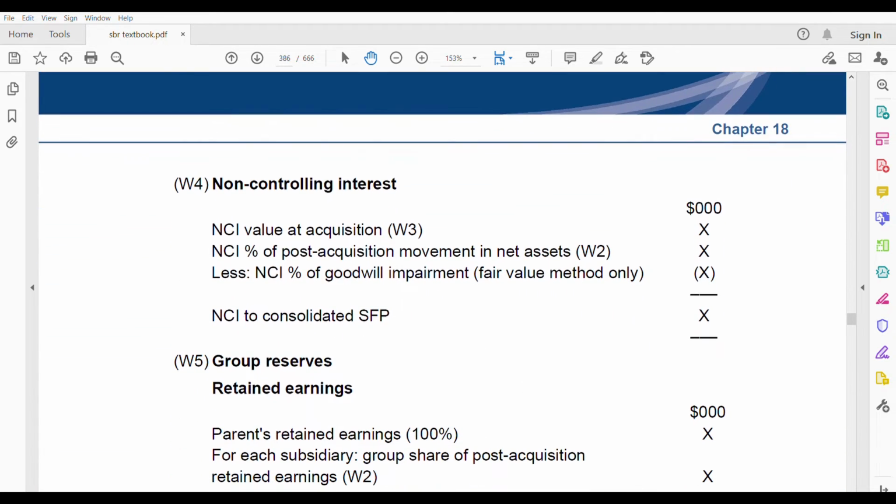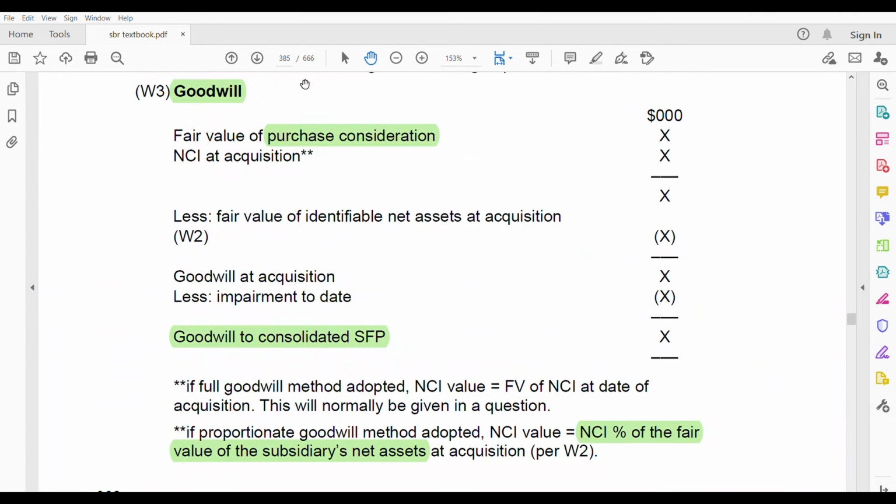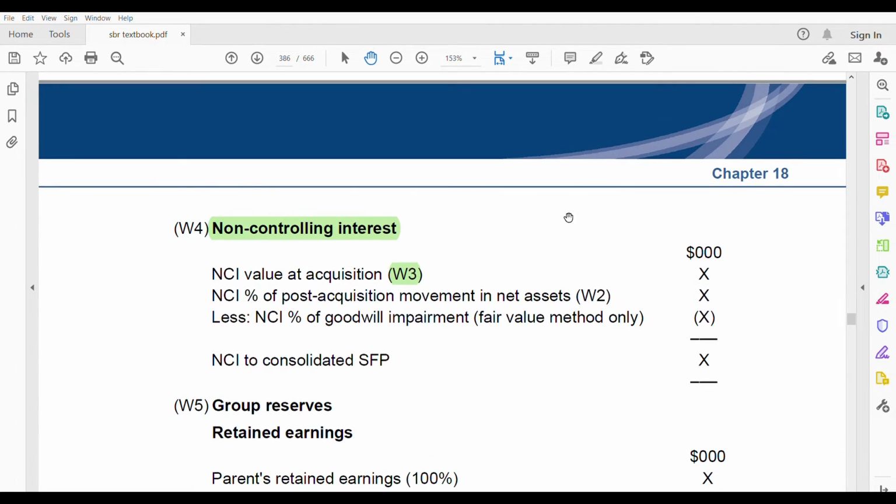Next, the fourth working is NCI. How do you start NCI? What is the value of NCI at acquisition? This you will get from working 3. When you calculated goodwill, whatever NCI you put there, the same NCI you can use here also. And on that you have to add the NCI percentage of the post acquisition movement in net assets.